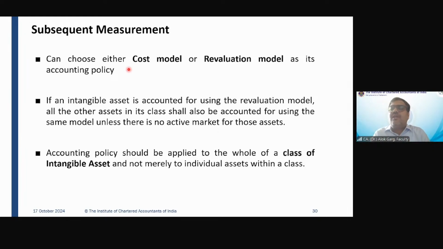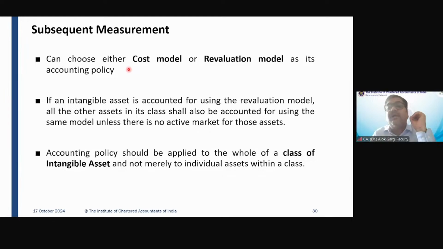What is the cost model? It means the total cost the asset incurred has to be carried at cost. Total cost incurred. The asset has to be carried at cost minus. Yes, whatever is the cost incurred, the gross block of the asset is always the cost minus accumulated depreciation.